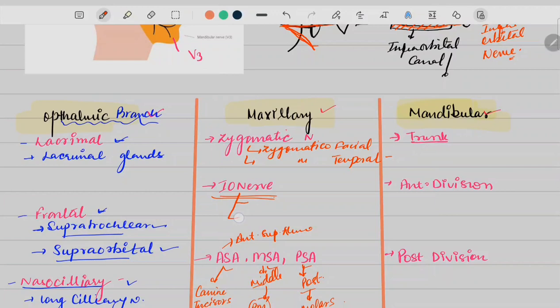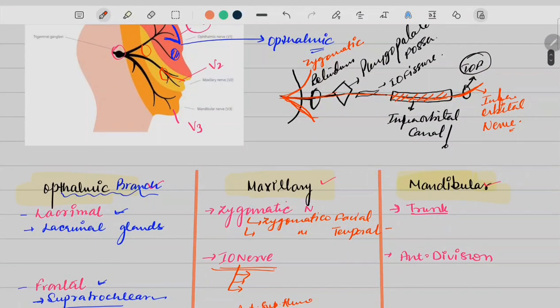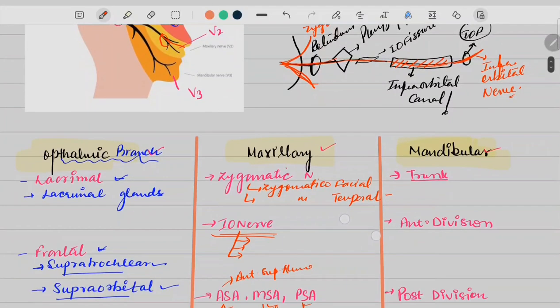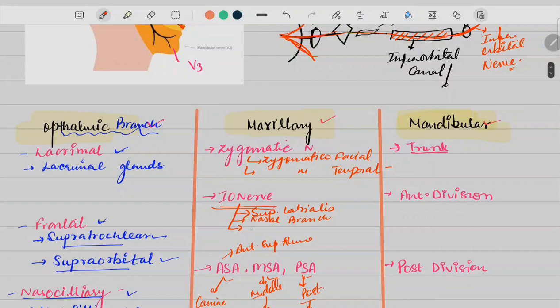Then the inferior alveolar nerve, when it came out, imagine it comes out somewhere here. So this is going to supply three regions. It will supply the superior labialis, that is the upper lip region here. Then it will supply the nasal branch to the nose, and lastly it is going to be your palpebral branch.